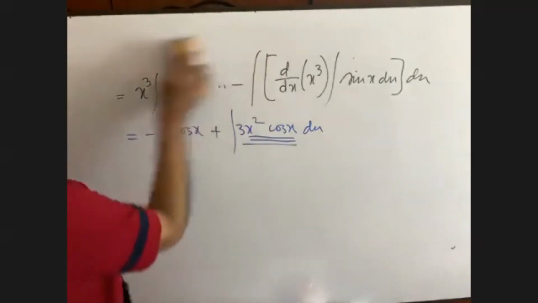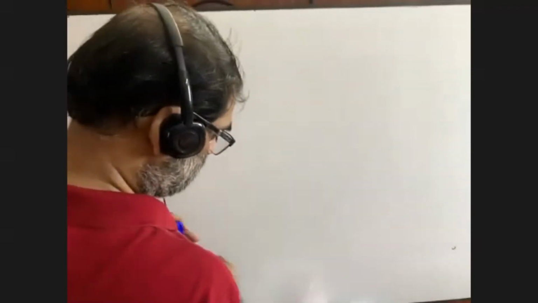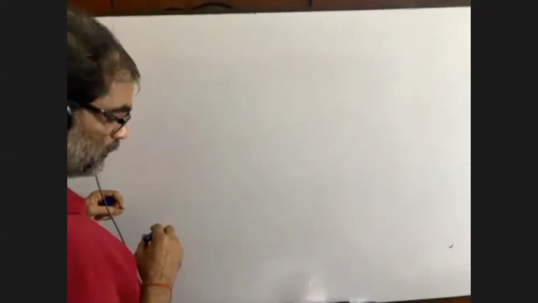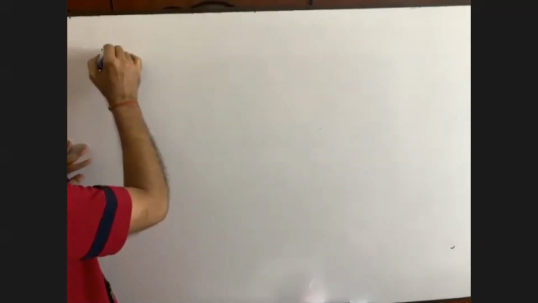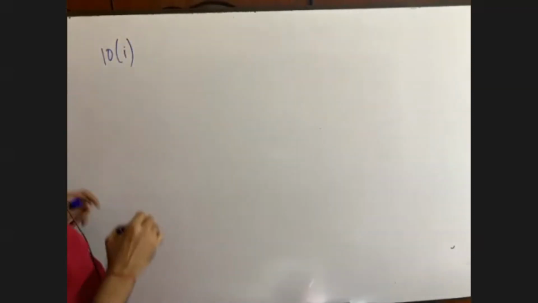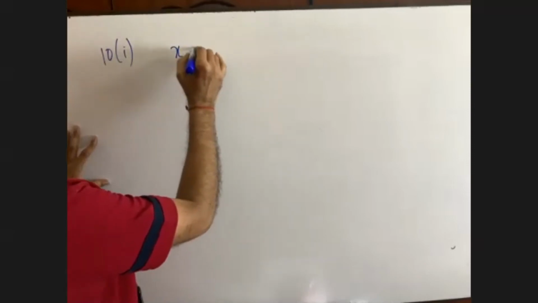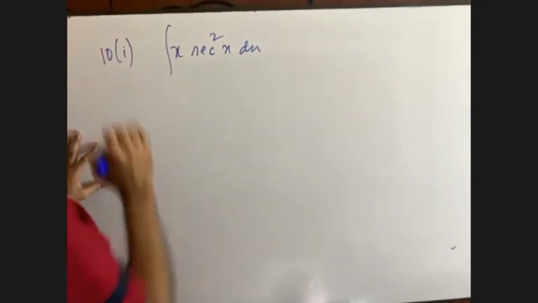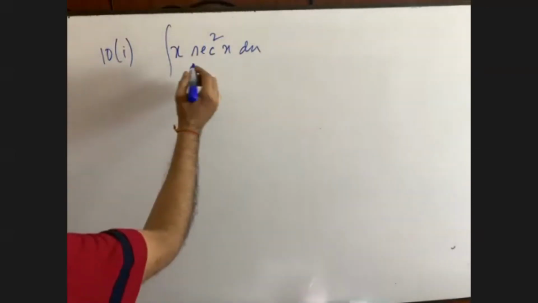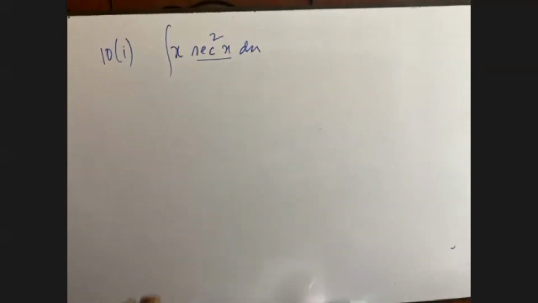Okay, so we have got a lot of maths, and all the maths are of the same type. I am going to question number 10, 1. You see, x sec square x dx. We know that the integration of sec square x is tan x, okay? So we can do it easily.